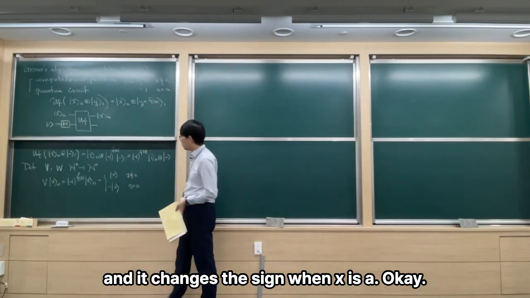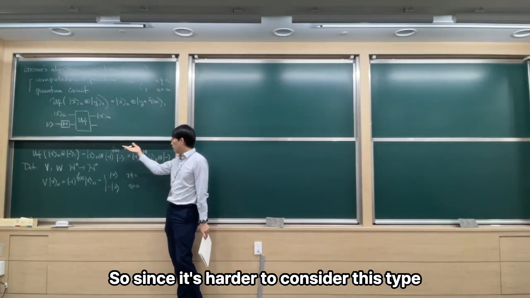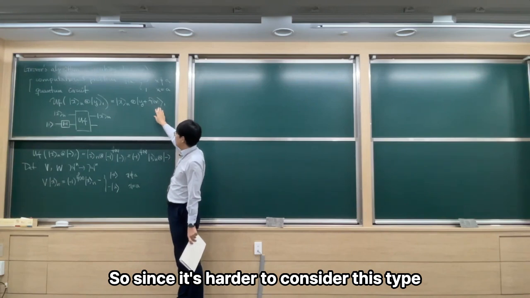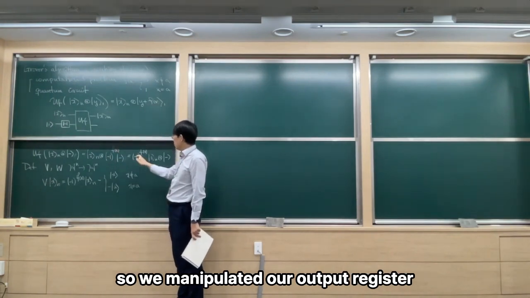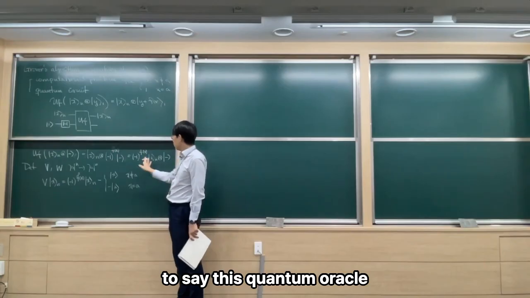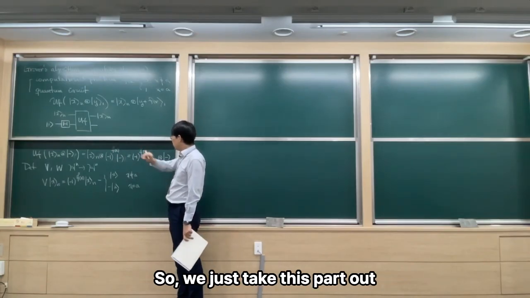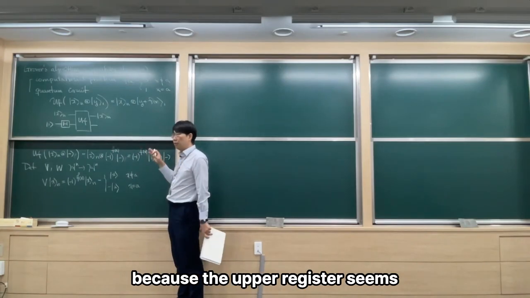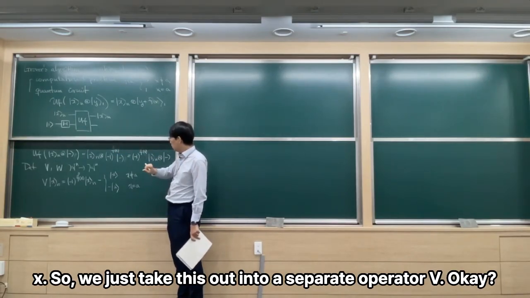Okay. So you can see that actually follows from our settings here. Since it's harder to consider this type, although it's just a definition, we manipulated our output register to say this quantum oracle only manipulates the input register. So we just take this part out, because the output register seems not affected by any quantum oracle for any inputs x. So we just take this out into a separate operator, V. Okay?